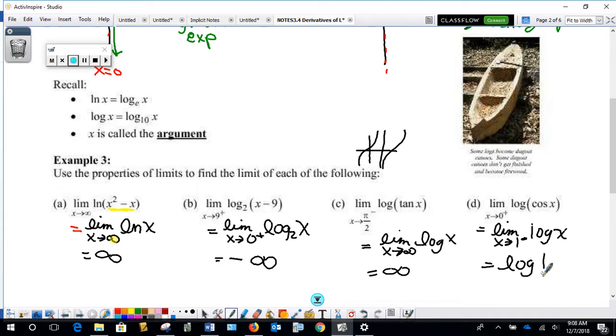You will not leave logs just like you don't leave trig. Log of 1 you can evaluate. What exponent do I put on a base of 10 to get 1? 0. So this answer is 0. Okay? So nice little review of limits.